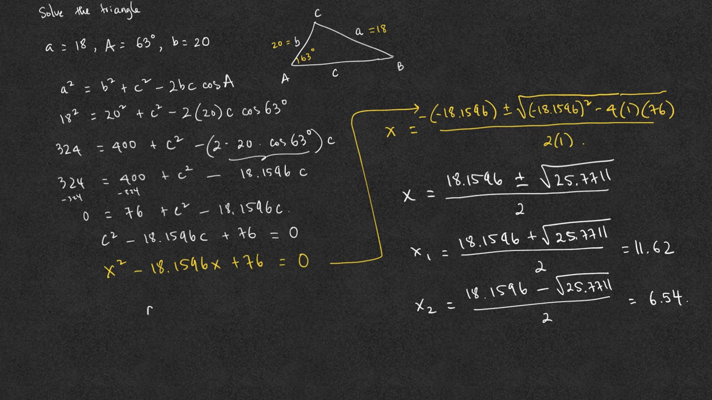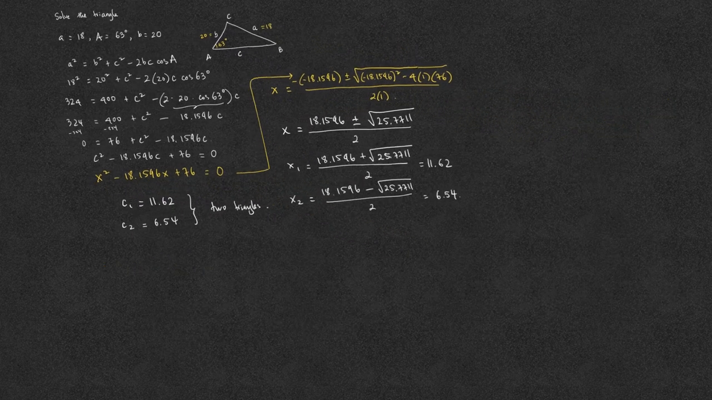What this means is that we found two c values. c1 is 11.62 and c2 is 6.54. The consequence is that we have two triangles because we found two possible values of c. We then summarize the result or update what we have so far.